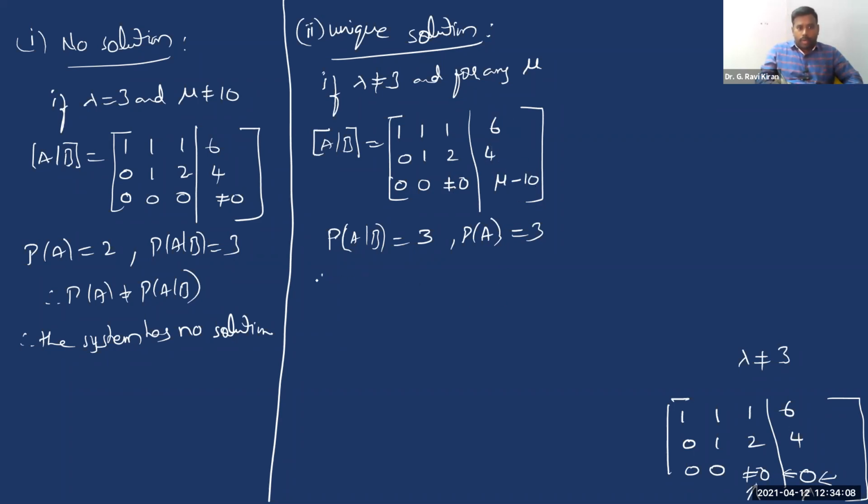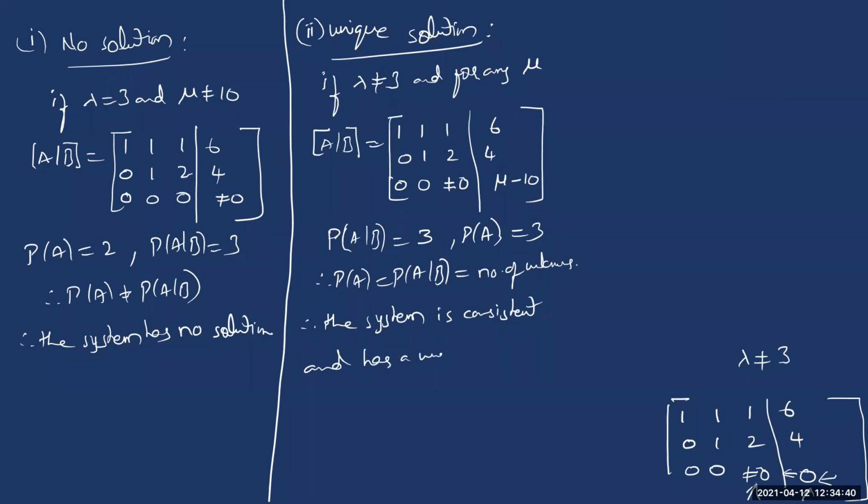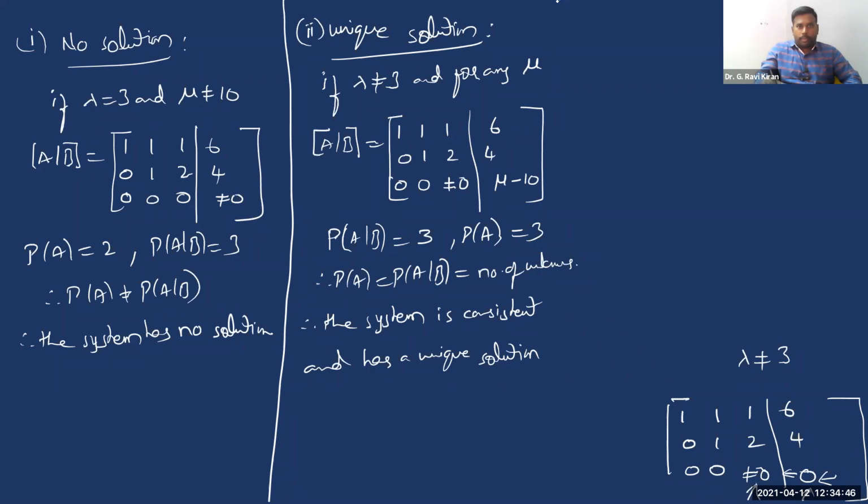Right? Since, see what happened, therefore, rank of A is equal to rank of AB, and even this is equal to the number of unknowns. So the number of unknowns is 3 again. Since these 3 are equal, you can then say the system is consistent and has a unique solution. Right, so this is how you will get a unique solution. I mean, for these two values of lambda and mu, you will get a unique solution.